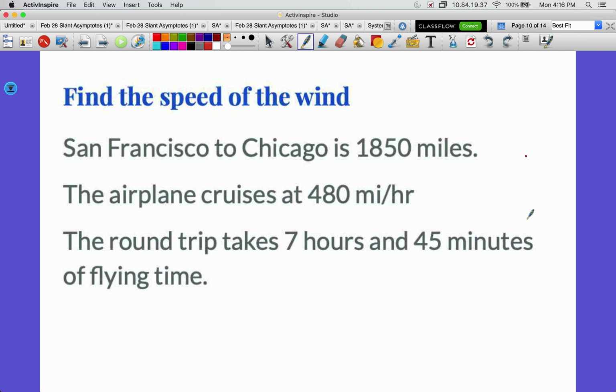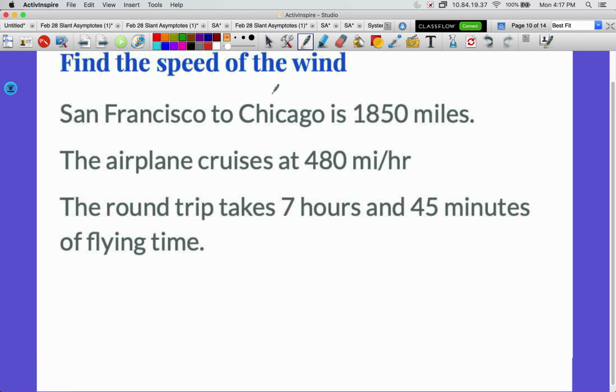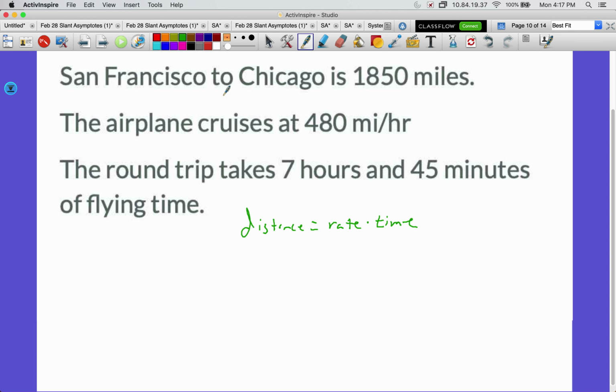So this is an interesting set of 3 facts. But from this, we can figure out what the speed of the wind must have been. So we'll start with a very basic formula that distance equals rate times time. All right, and this should make sense. If I'm going 60 miles per hour for 3 hours, I end up traveling 180 miles. I just multiply those.